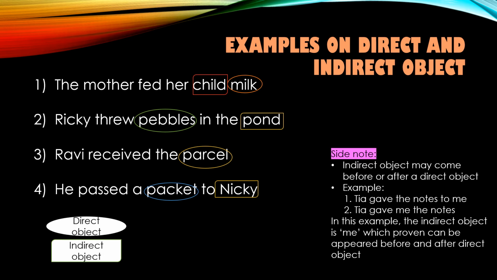Next is, he passed a packet to Nikki. What he passed? He passed a packet. So the direct object is packet. To whom he passed the packet? To Nikki. So the indirect object is Nikki.